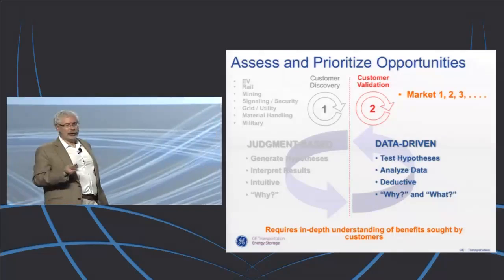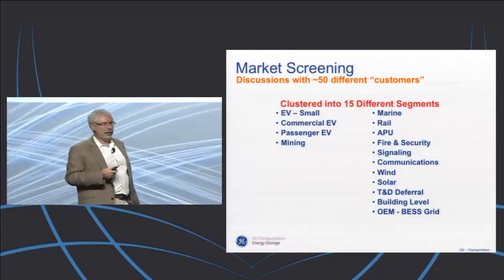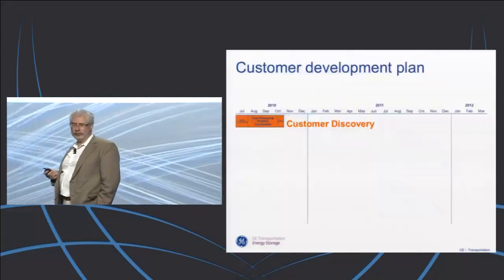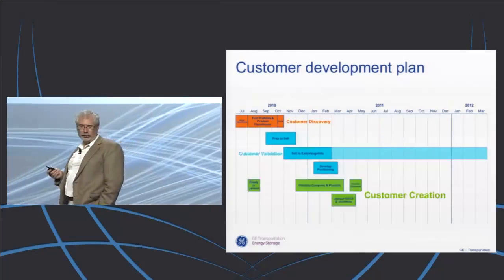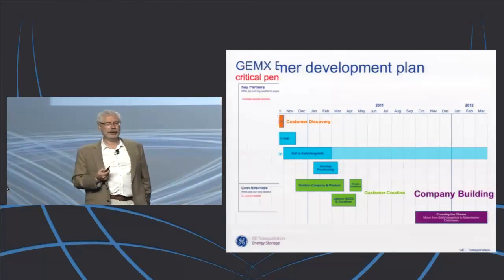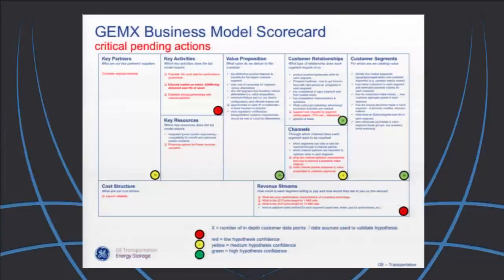And then they took the data and they started executing on it. So they had discussions with 50 different customers in the first year, clustered into 15 different segments. So customer discovery, customer validation, hopefully customer creation, and then building the plant and their division. They used the business model canvas. This is theirs. Basically what the value proposition was, what the customer segment was, red, yellow, green. Because GE is so great at the Six Sigma process, everything had to have a set of metrics that goes with it, and they do a great job at that.